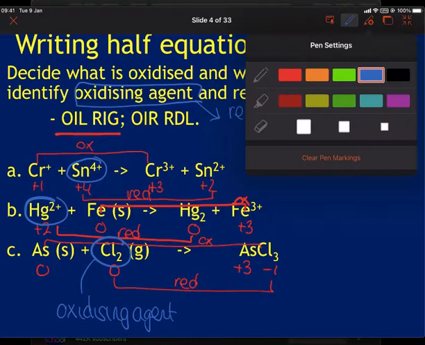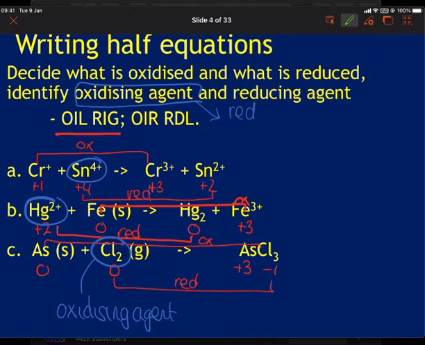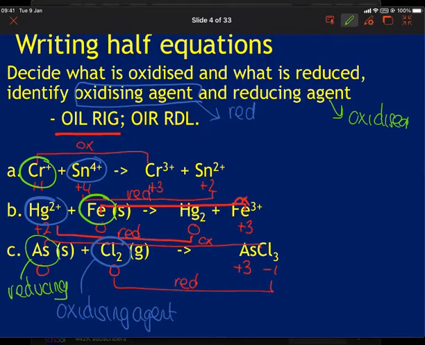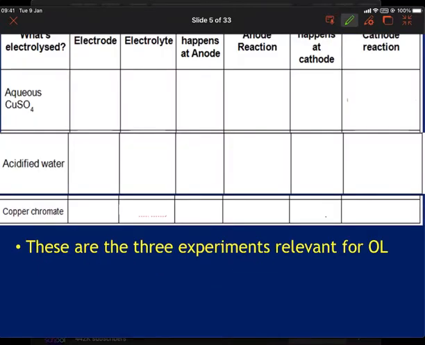Okay, change our color pen. So then the reducing agent is itself oxidized, it's opposite world. So we now find the thing that is oxidized. So it's the chromium in the first equation, it is the iron in the second, and it is the astatine in the third. And for each of these, you are going to write next to it reducing agent because you are brilliant.